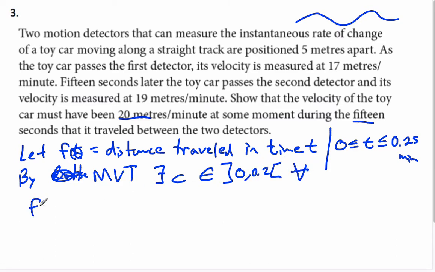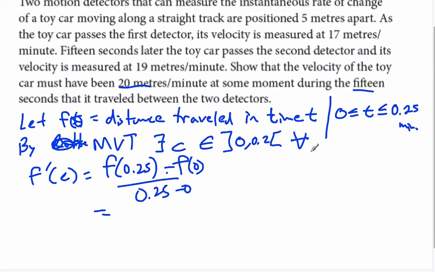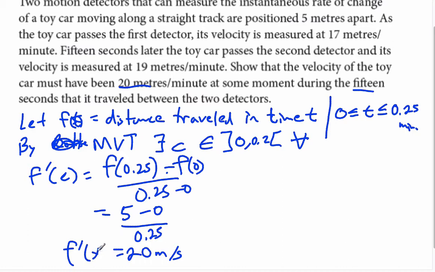such that f prime of c equals f of 0.25 minus f of 0 over 0.25 minus 0, which equals, so the distance at 0.25 minutes is 5, the distance at 0 is 0, over 0.25, and that equals 20 meters per second. And remember, the derivative of this distance function is the velocity. So at some point this thing was moving 20 meters per second.